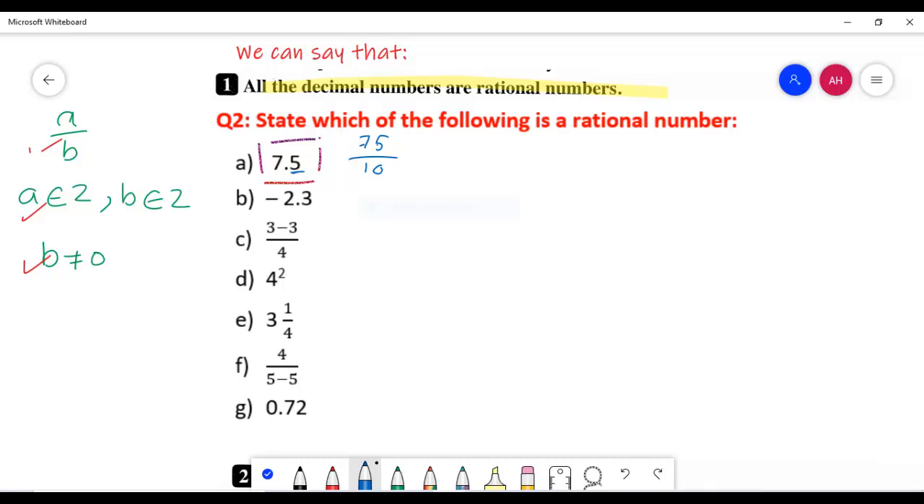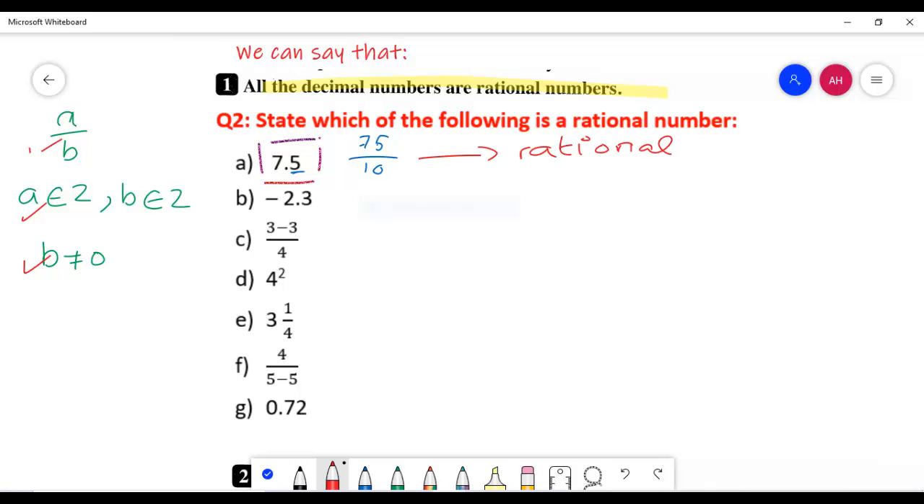75 over 10 is in the form of a over b. 75 belongs to integers, 10 belongs to integers, and my denominator is not equal to 0. So yes, 7.5 is a rational number. And that's why we can say that decimals are rational numbers.